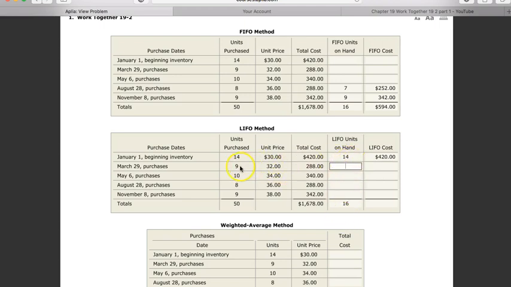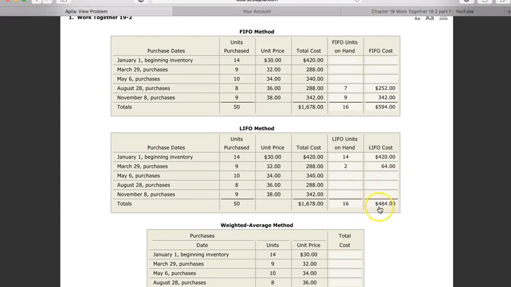So we need to go into March. We had 9 purchases, but we only need 2 of those because we're assuming 7 have already been sold. So 2 times 32 is going to be $64. And then we need to add those. So 420 plus 64 is going to give you $484. And that's what we get doing the LIFO method.